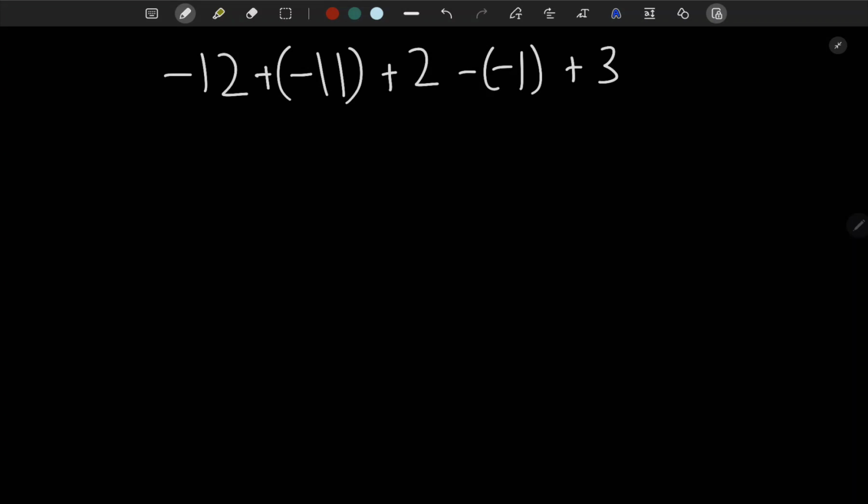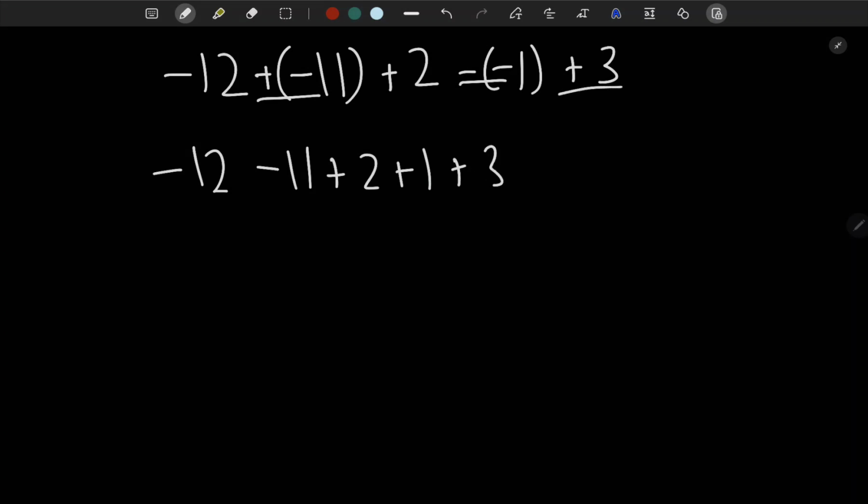So for our last example, we have minus 12 plus minus 11 plus 2 minus minus 1 plus 3. So you can pause the video and try to do this yourself. Again, the first step is to just get rid of this. Plus minus is minus, so minus 12 minus 11 plus 2, and here we have two minuses, so this becomes plus 1, and this just remains as is, so plus 3.